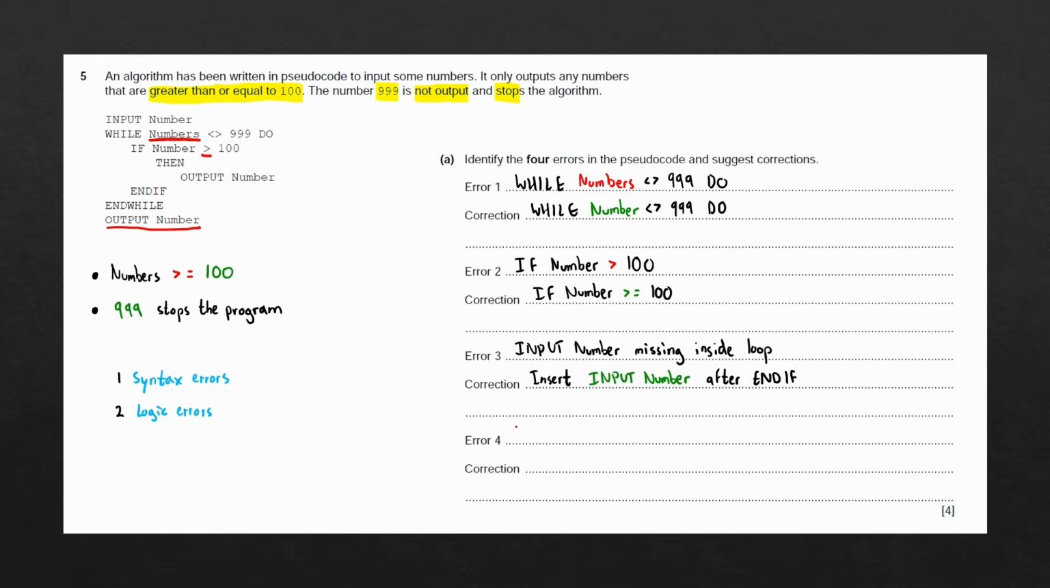So let's write this line as the fourth error. We can just write output number, and the correction is to remove this line. And that is this question for 4 marks.